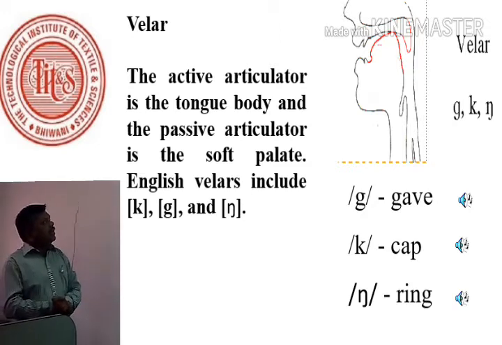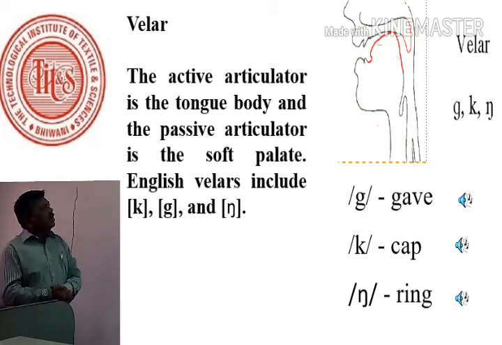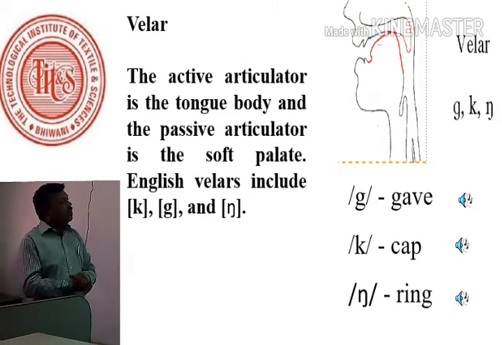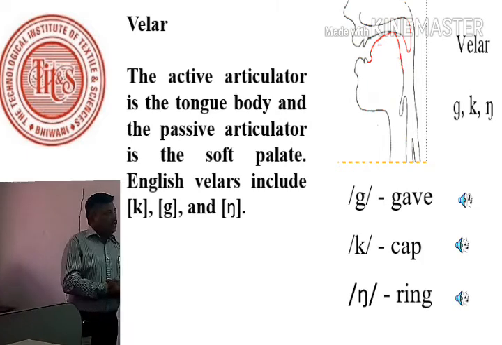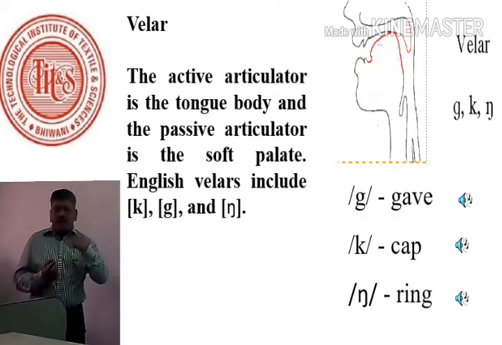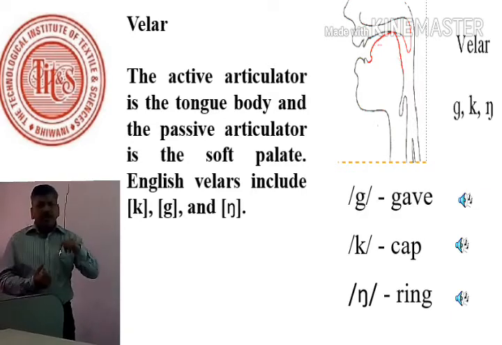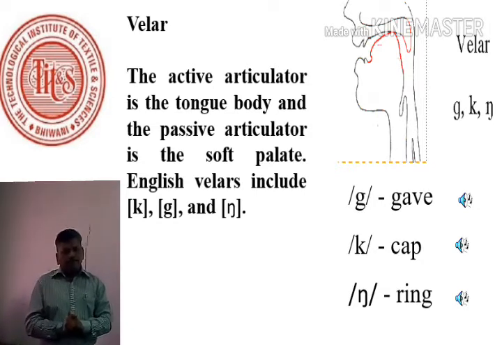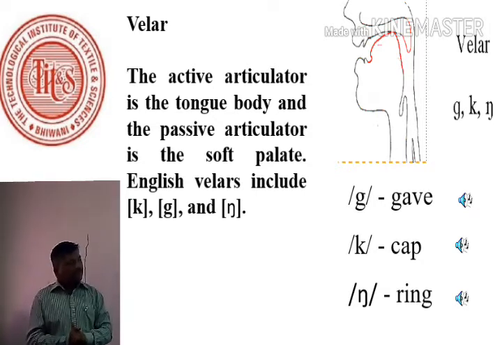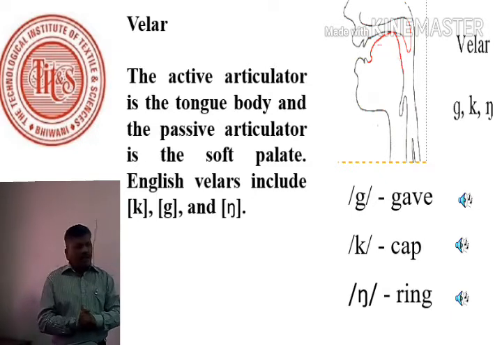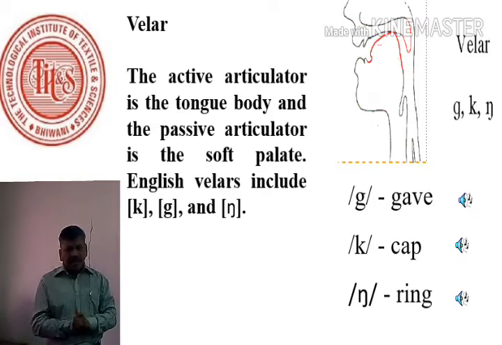So velar: the active articulator is the tongue body and the passive articulator is the soft palate. English velars include "k", "g" and "ng". "G" as in gave, give, great, grand, grind. "K" as in cap, king, can, could. "Ng" as in ring, king, sing.